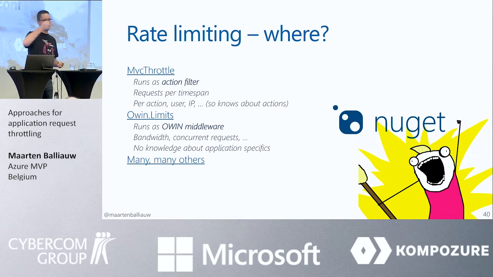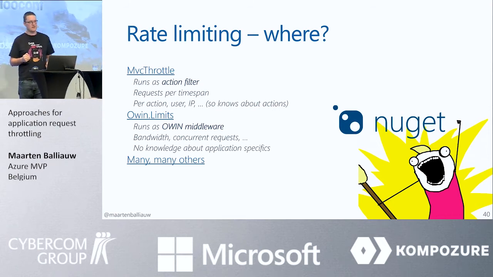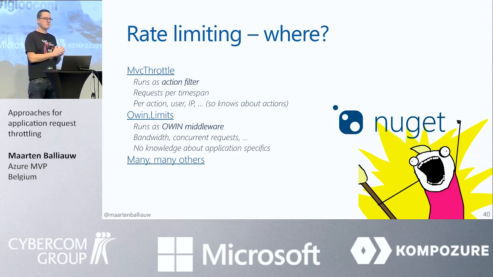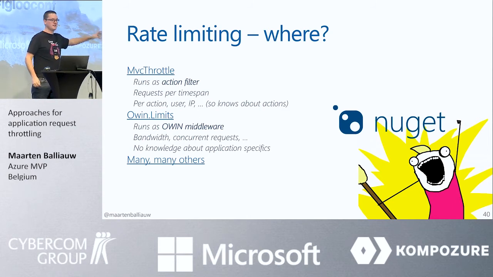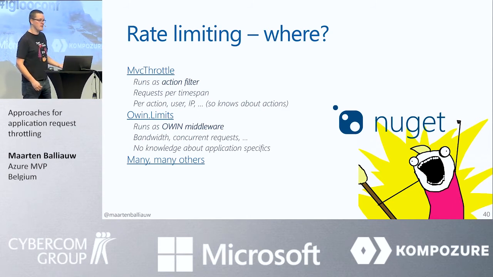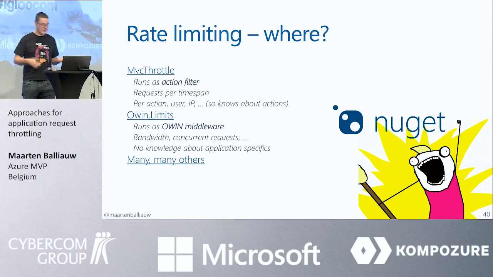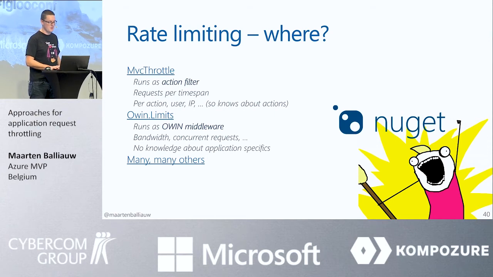Maybe you want to take one step back, and instead of rate limiting when you're already in the ASP.NET MVC stack, maybe you want to rate limit right before that. Maybe you want to add Owin.limits and just add an Owin middleware, so that if you want to enforce rate limits, you don't even go into your application. It just stops when the middleware executes first. That's also a good approach. There's many others, and you can just add them to your application and see which one works for you.